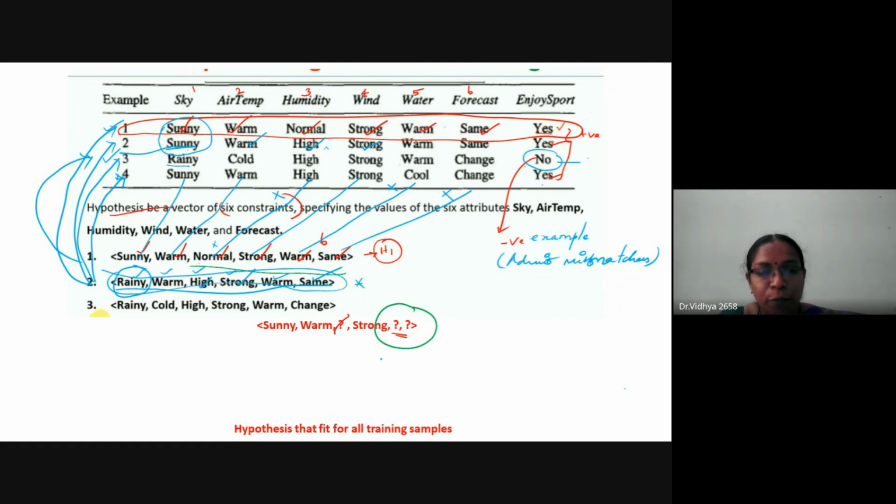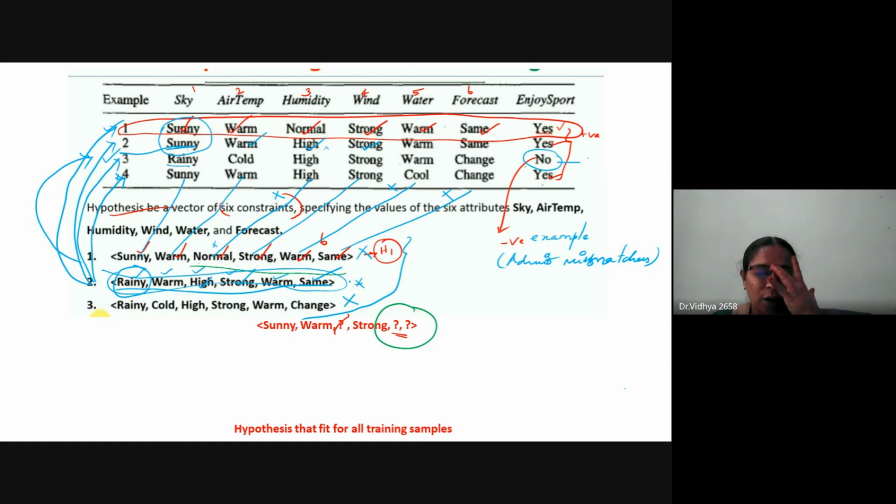Similarly, the third hypothesis is also written here. It is also to be compared with all the 4 examples. Then we found that this is also not suitable. None of these 3 hypotheses match with the 4 examples. So likewise, you have to generate the hypotheses with all these 6 attributes.